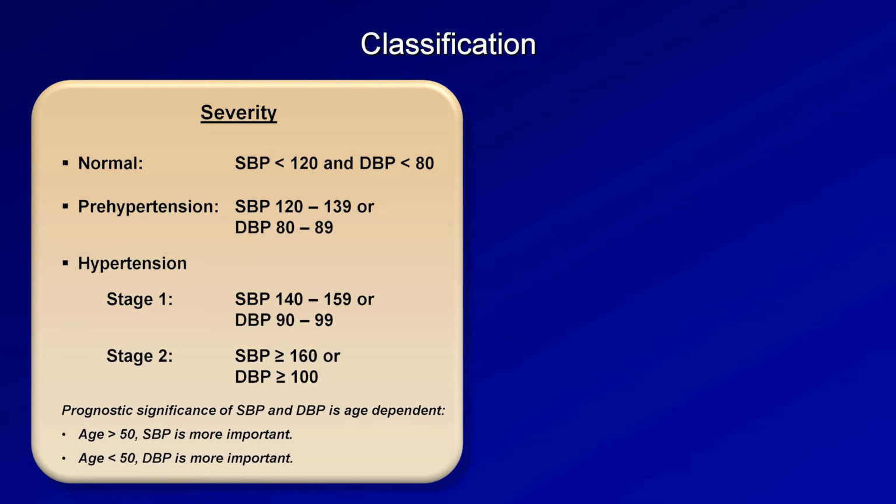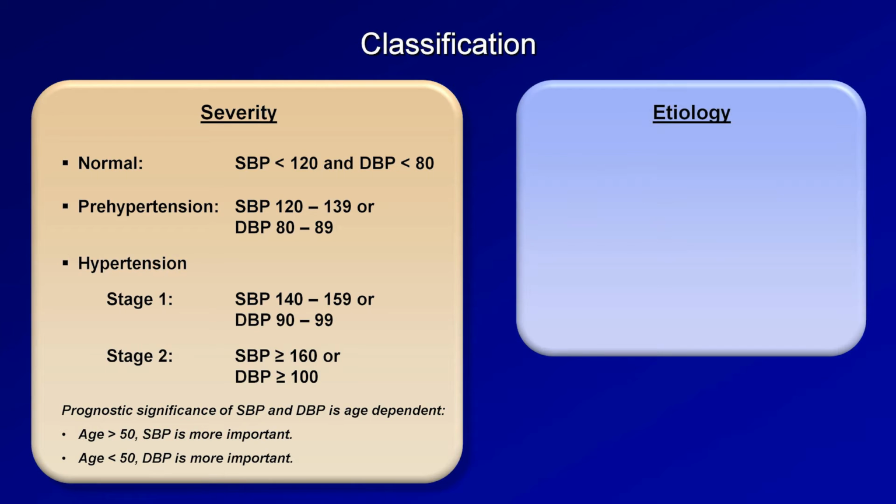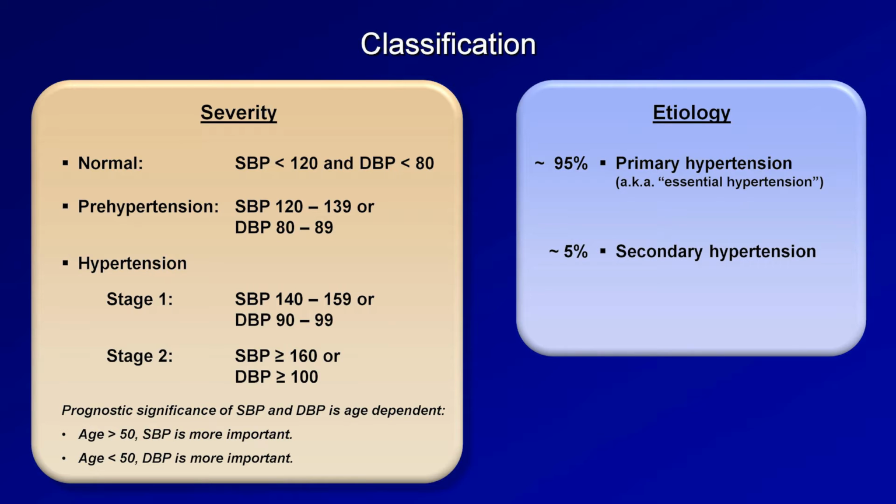A second way to classify hypertension is based on etiology. The overwhelming majority of patients with hypertension, about 95%, have what's referred to as primary hypertension, or alternatively, essential hypertension. This means the elevated blood pressure is not caused by another pathophysiologic process in a clear direct cause and effect relationship. 5% of patients have secondary hypertension, in which the blood pressure elevation is directly caused by another disease. Another way to look at it, for patients with secondary hypertension, if the primary disease is treated and cured, the hypertension will necessarily resolve.